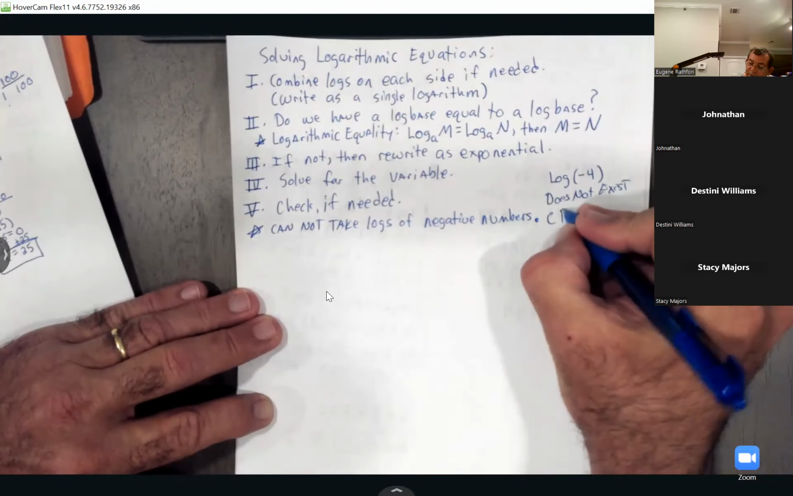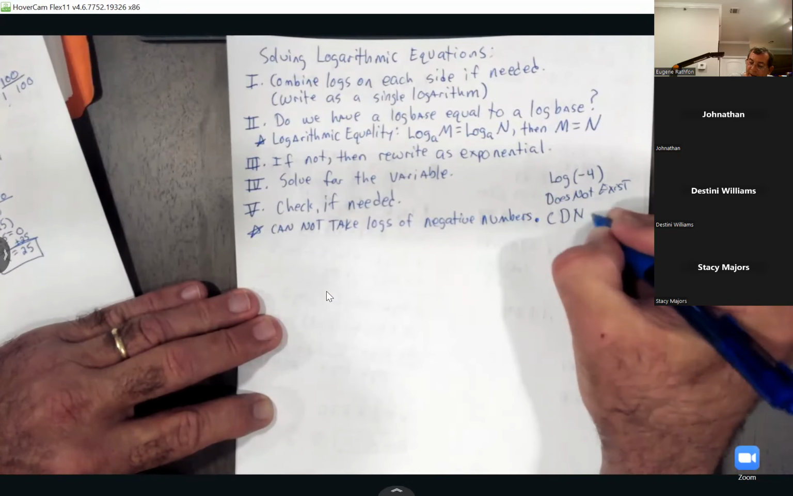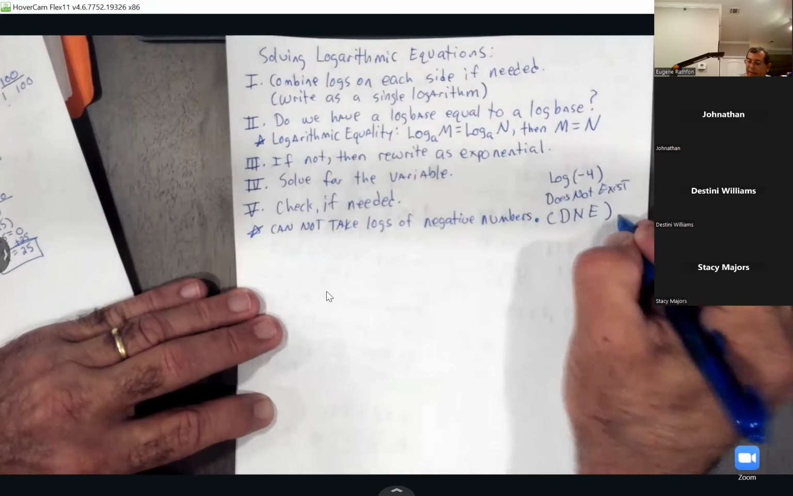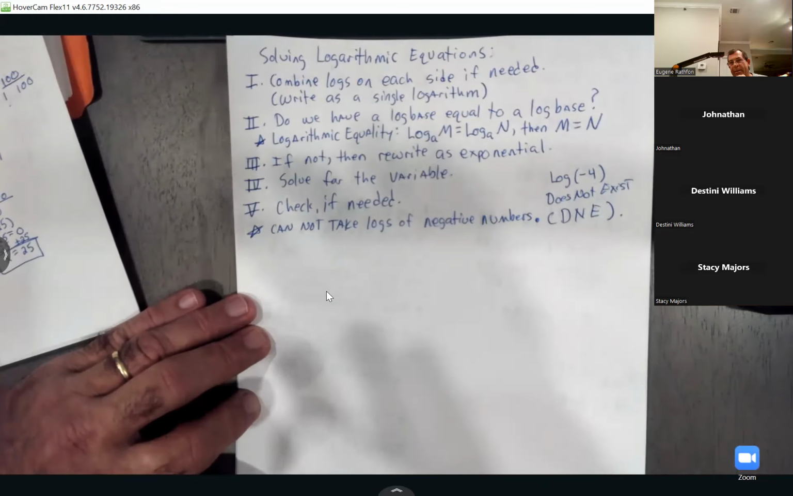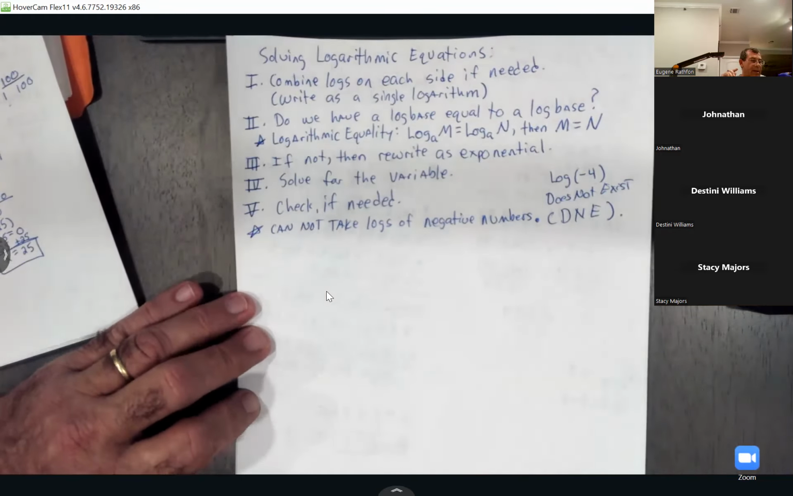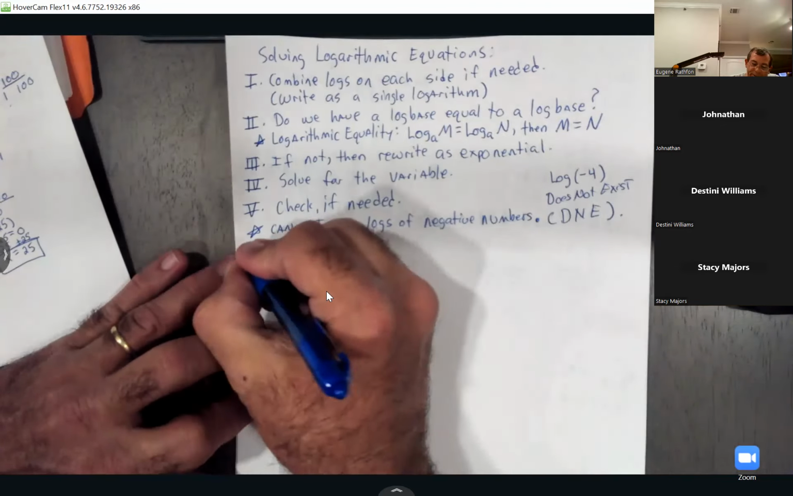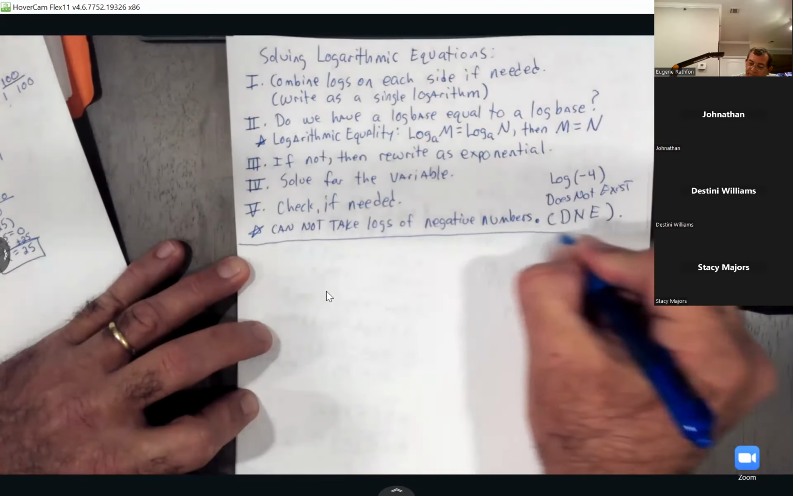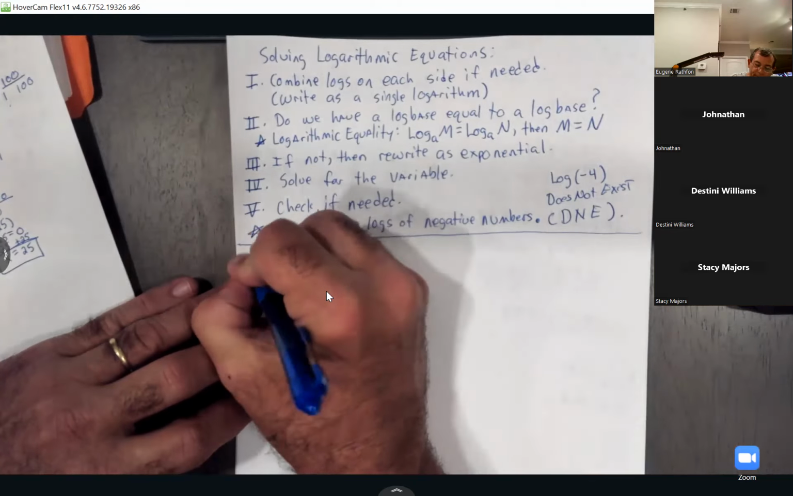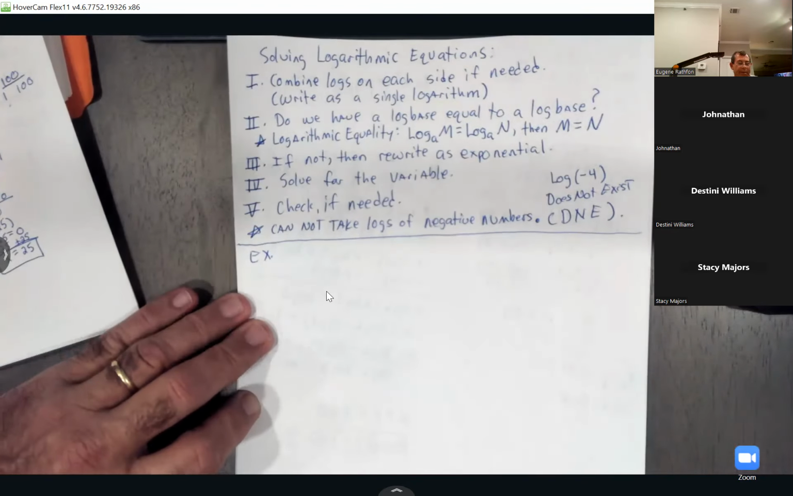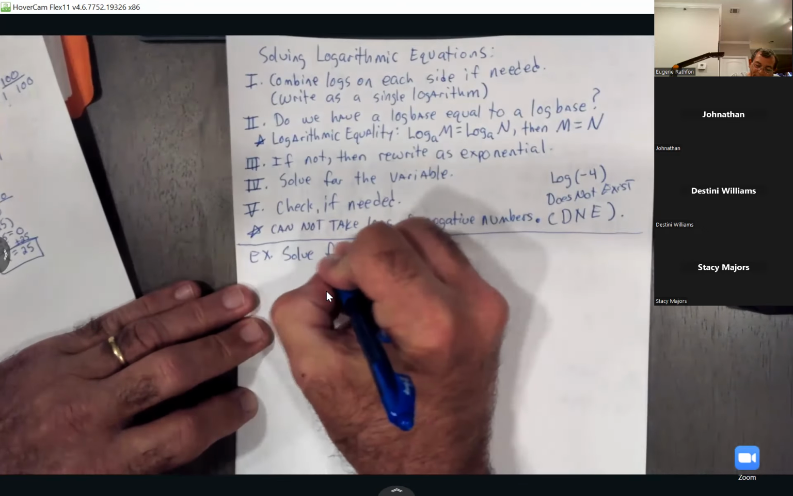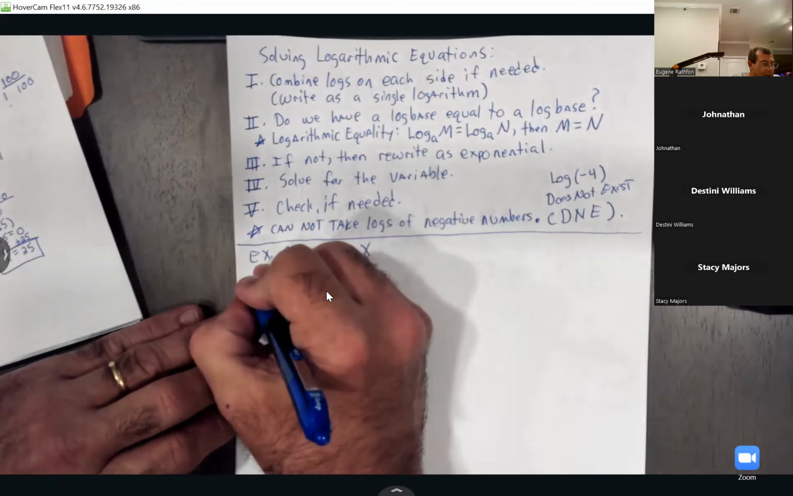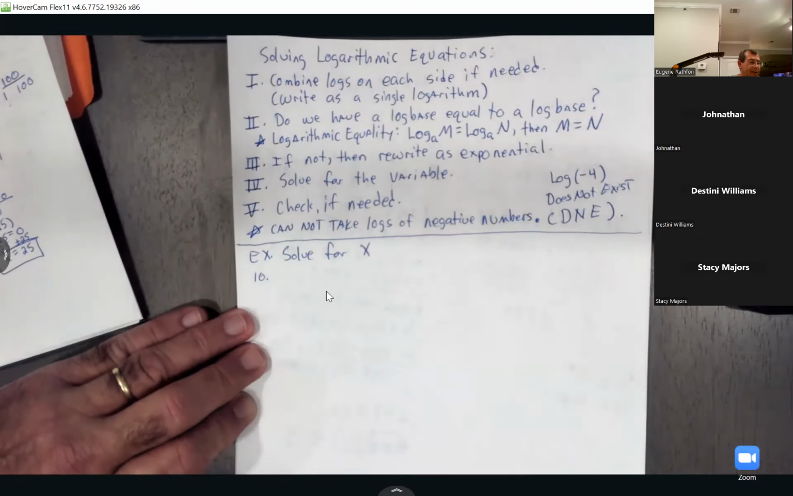Because remember, those were the ones that do not exist. So I will say on some of these, you will see one positive answer, one negative answer. You've got to throw away that negative one and only keep your positive answers, okay? All right, so guess what? These are going to say solve for X. And these start about number 10.